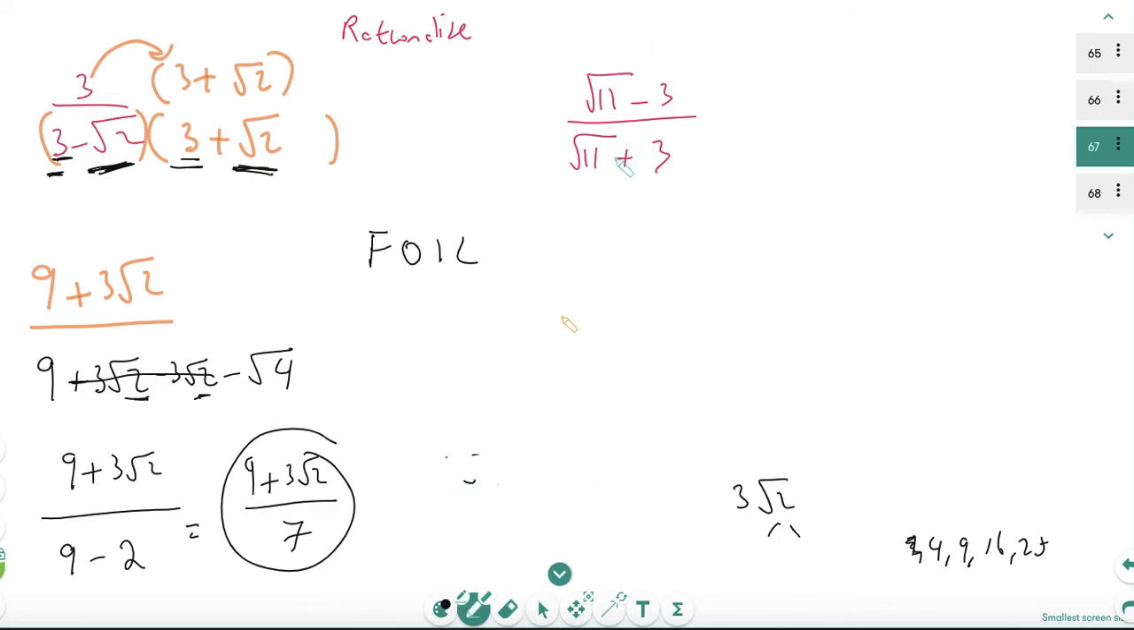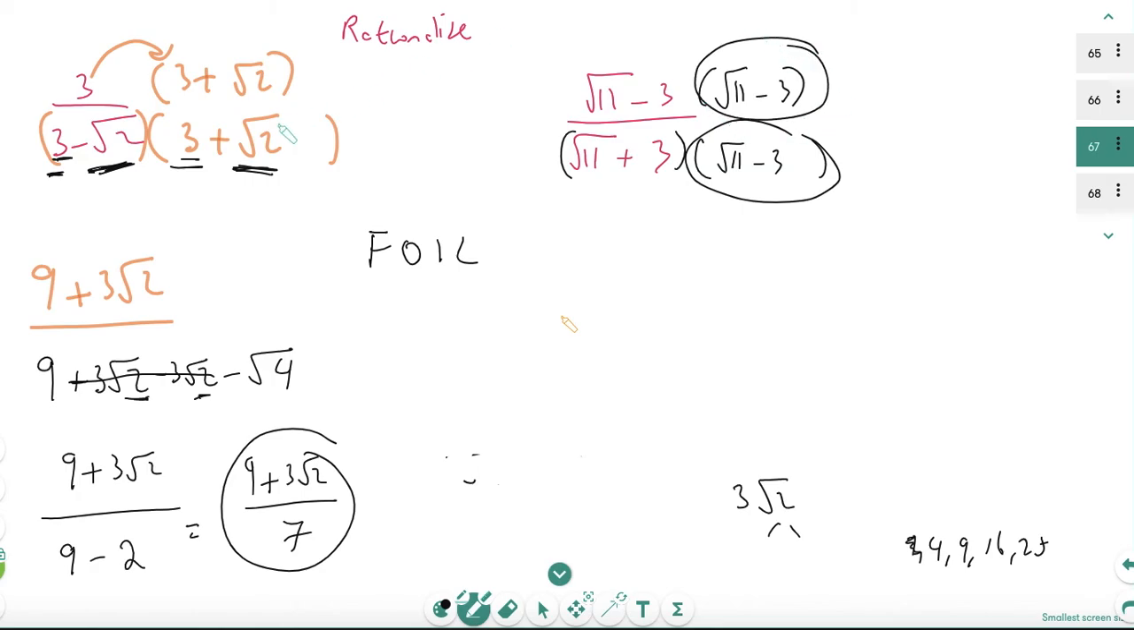Next one, root 11 plus 3. So we're going to do root 11 minus 3. What you do to the bottom, you do the exact same to the top, okay? Then we're going to use FOIL.